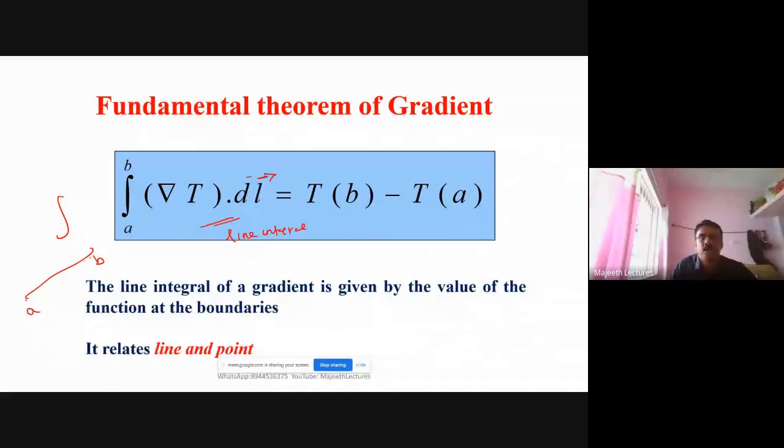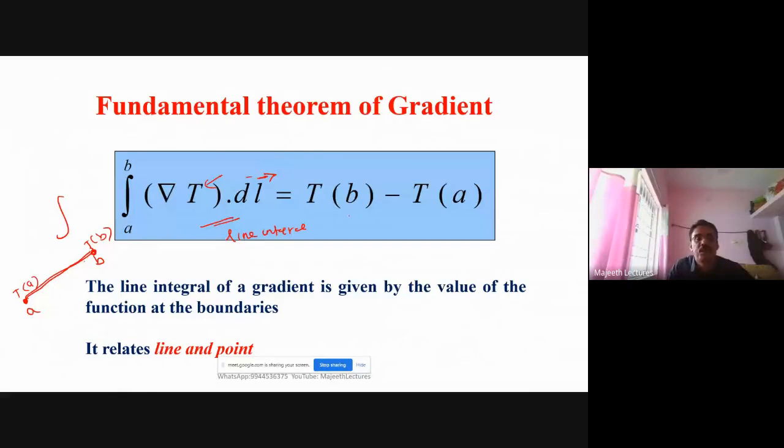What the right hand side is telling is, don't do this line integral. Instead of doing this line integral, what you have to do is find the value of T at the particular point B, that is the end point. T at B, subtract T at A. That's what. So instead of taking this whole line integral from A to B, what you have to do is take the end points' values and subtract the source from the destination point. So that is what this theorem states.